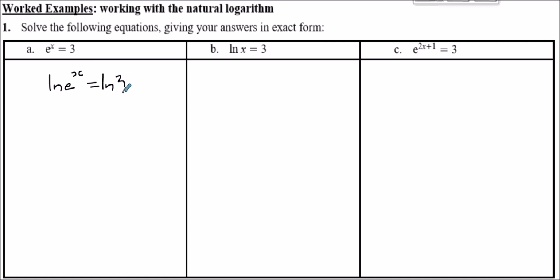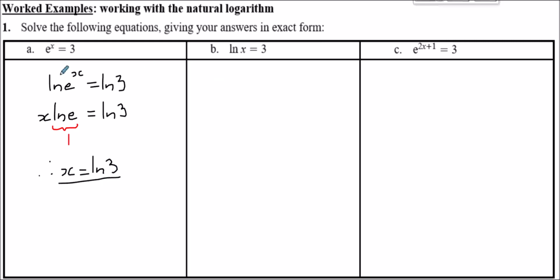But from what we discovered previously, this is the same as x ln e, which is just going to be x, because ln of e is 1. So I'll put that extra step in for you until you get used to this. So x ln e equals ln 3. But let's remind ourselves that ln of e is just going to be 1. So x times 1 is just x. So in exact form, x is just ln of 3.